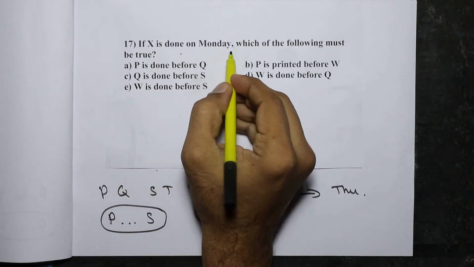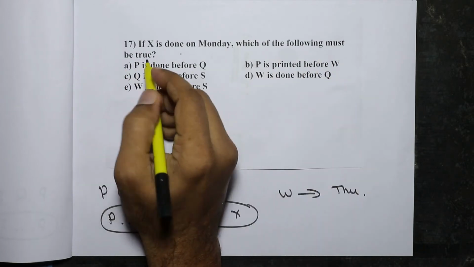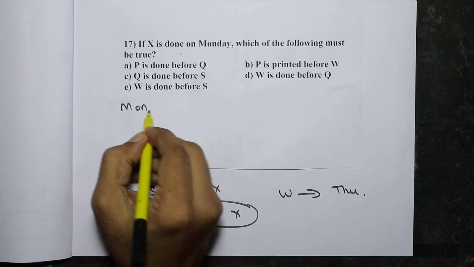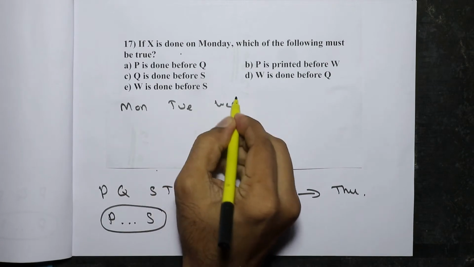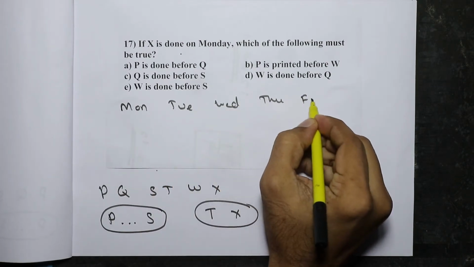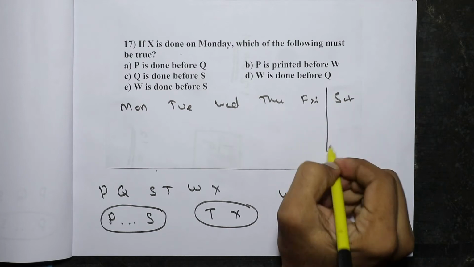If X is done on Monday, which of the following must be true? So we have the days Monday, Tuesday, Wednesday, Friday and Saturday.